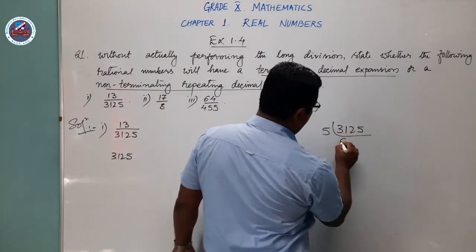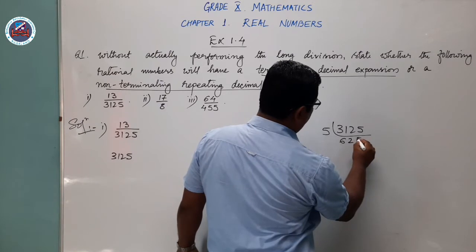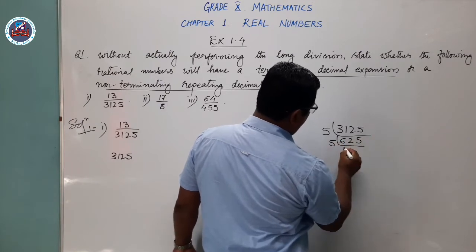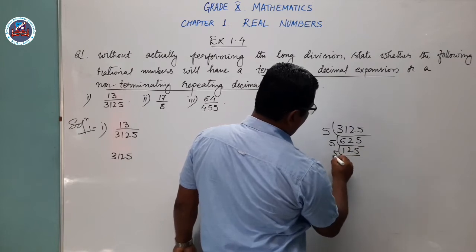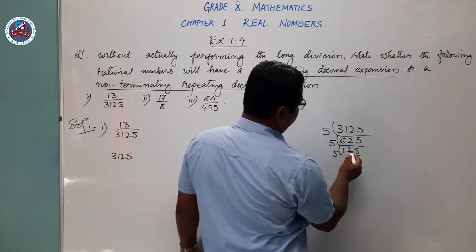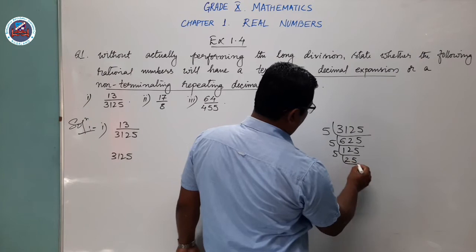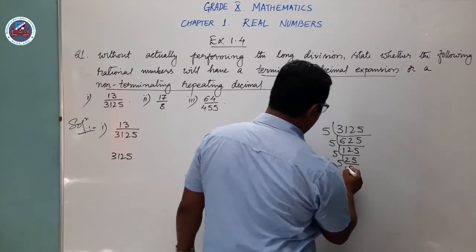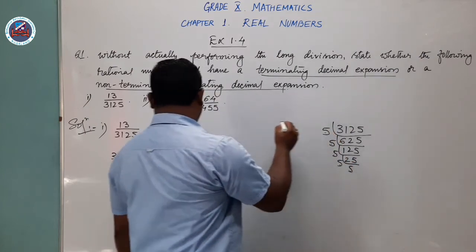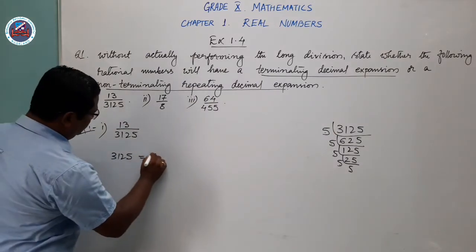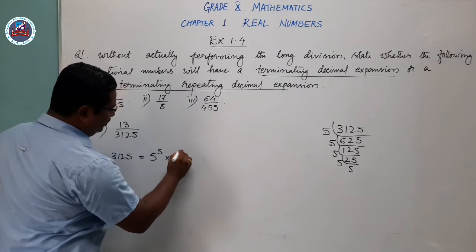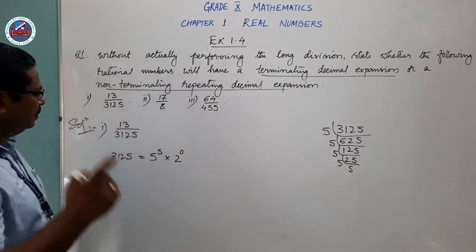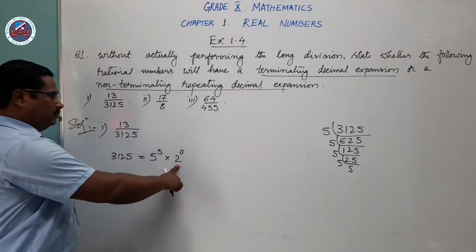5 6s are 30, 5 2s are 10, 5 5s are 25, 5 1s are 5, 5 2s are 10, 5 5s are 25, 5 2s are 10, 5 5s are 25, 5 5s are 25. So it is 5 to the power 5. The 2 does not appear, but we know that any number raised to the power 0 is equal to 1. So in place of that, we can write 2 to the power 0.